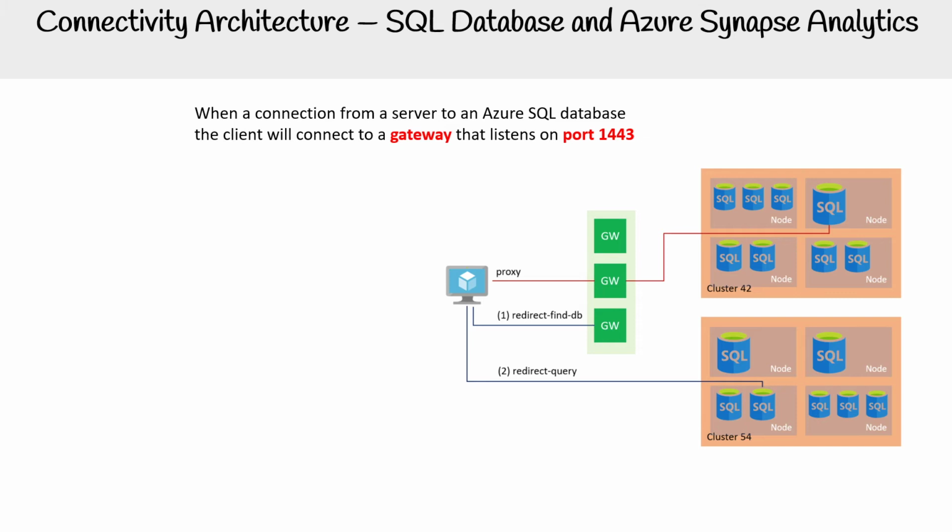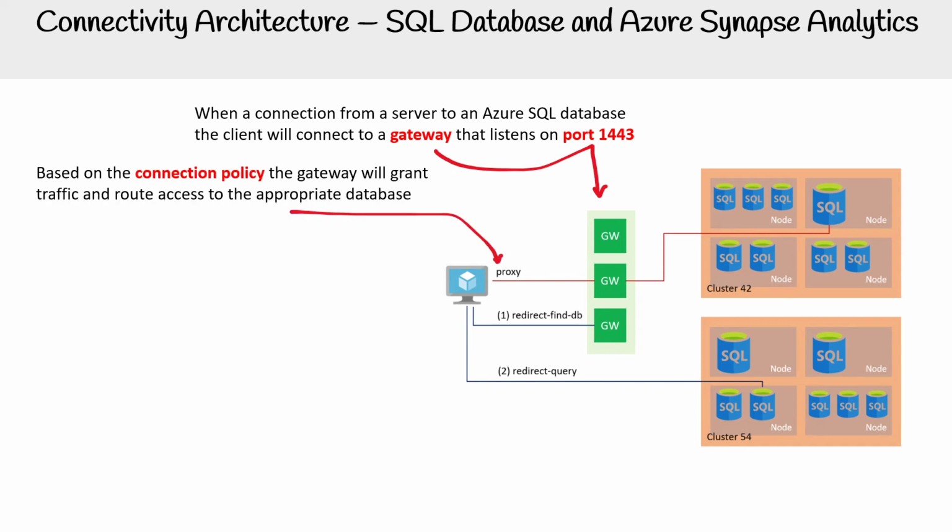So over here on the right-hand side, we have a virtual machine connecting to various different SQL servers. And so the idea here is that based on the connection policy, the gateway will grant traffic and route access to the appropriate database. So we actually have three kinds of policies.